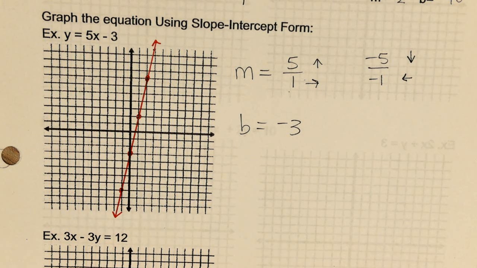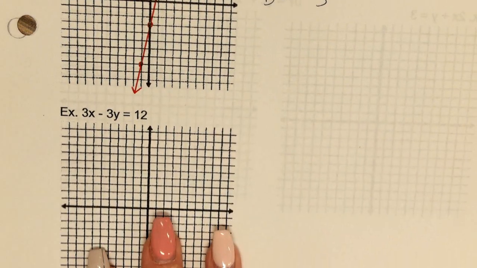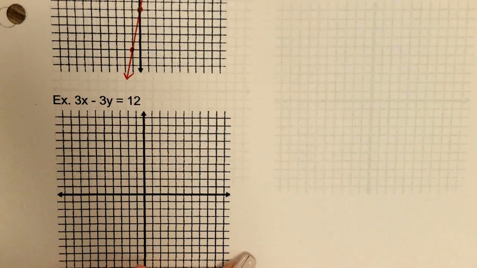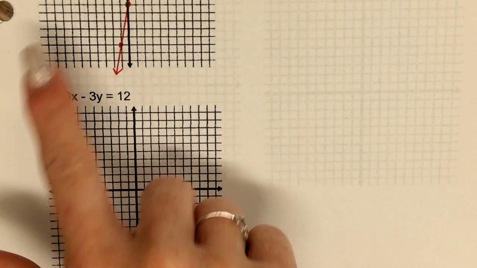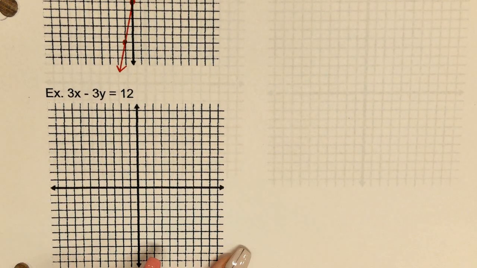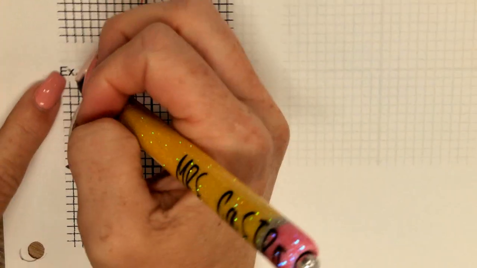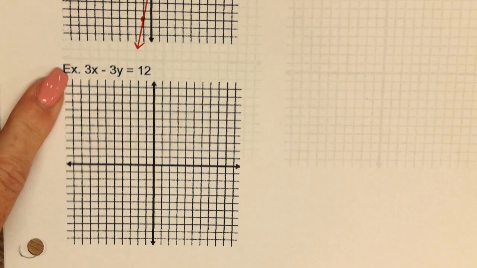What do y'all think? Pretty easy? Okay, let's look at the next one. Can I identify the slope looking at it in the form that it's in right now? No. So what do I need to do to this equation? Rearrange it.